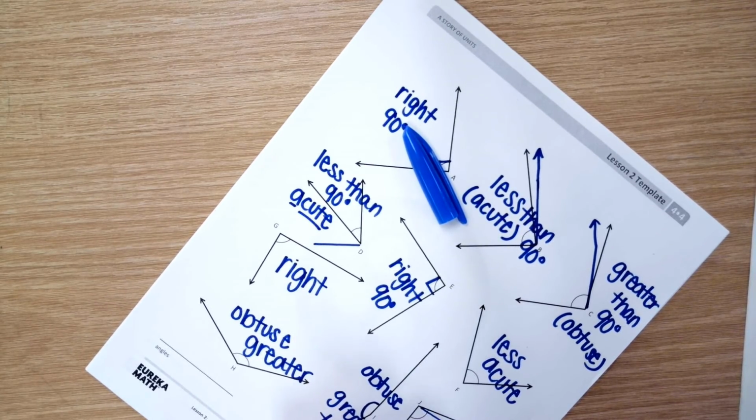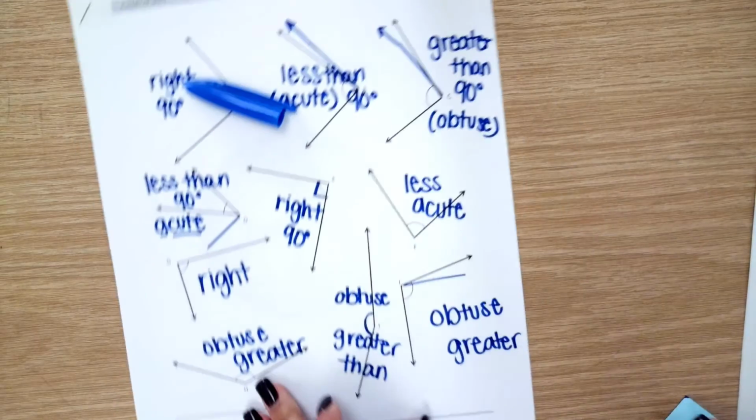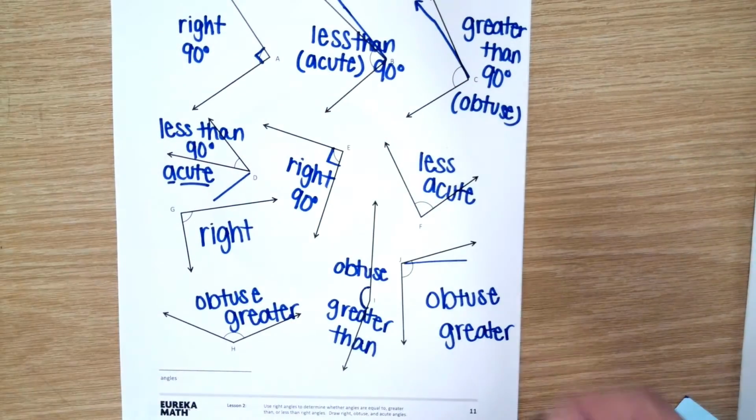So you can use this template kind of as a protractor. We're not getting into specific measurements yet, but we want to be able to identify whether an angle is obtuse, acute, or right, just right at 90 degrees.